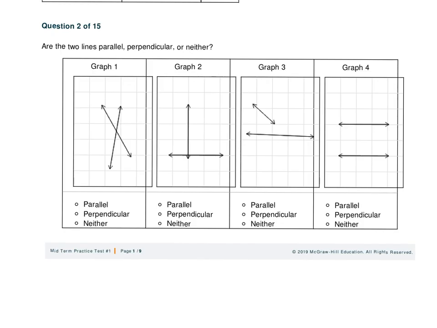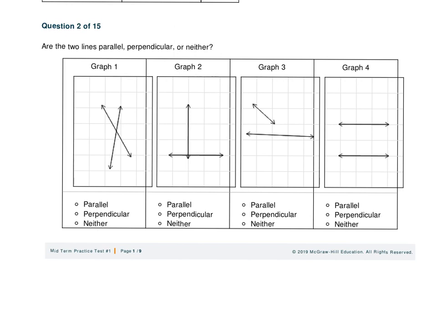So on question 2 here, we're given a couple sets of lines and it asks us if they're parallel, perpendicular, or neither. So just a quick review. Remember, our parallel lines are like railroad tracks. They will never, ever cross.